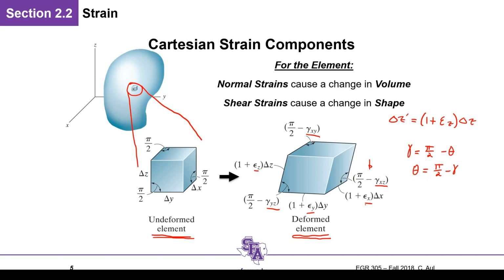But the overall takeaway here is that normal strains are going to cause a change in the volume. So if there's no shear strain at all, it would just change the sides of this cube, whether it changes them to make it larger or smaller. It just makes a change in volume. Shear strains will cause a change in shape, because it's changing these angles that you see here. So here, that's how these two are combined. And a lot of times when we're looking at this case, this is the evidence. So strain is the evidence.